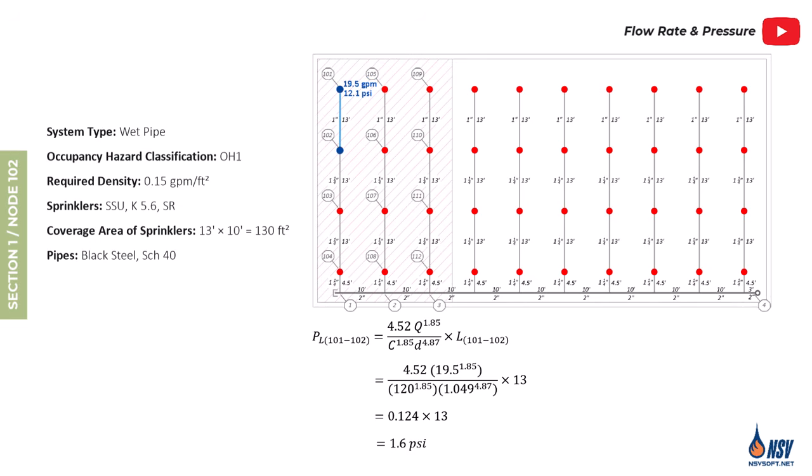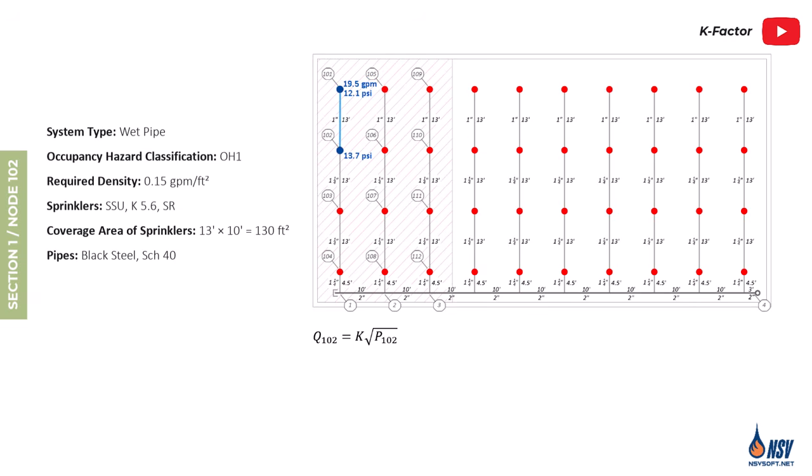to 1.6 psi. Now that we've determined the pressure loss in section 1 along with the pressure at node 101, it's straightforward to calculate the pressure at node 102 by adding these two values. The result is 13.7 psi. To calculate the flow rate of sprinkler 102, we simply apply the equation Q equals K times the square root of P. Since we already know both the K factor and the pressure, it's easy to find the flow rate. The result is 20.7 gallons per minute.